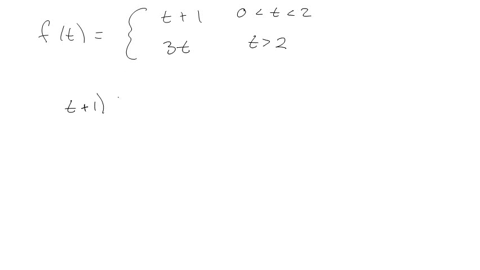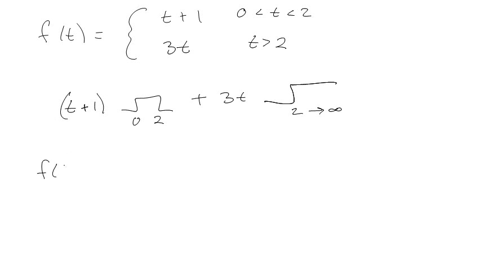So let's go back to that original, or not original, but something I made up earlier. Let's say that we had t plus 1 for t between 0 and 2, and then it was equal to 3t for t greater than 2. So basically what we want is for t plus 1 to be multiplied by a top hat going from 0 to 2, and then we want 3t to be multiplied by a unit step function going from 2 to infinity.